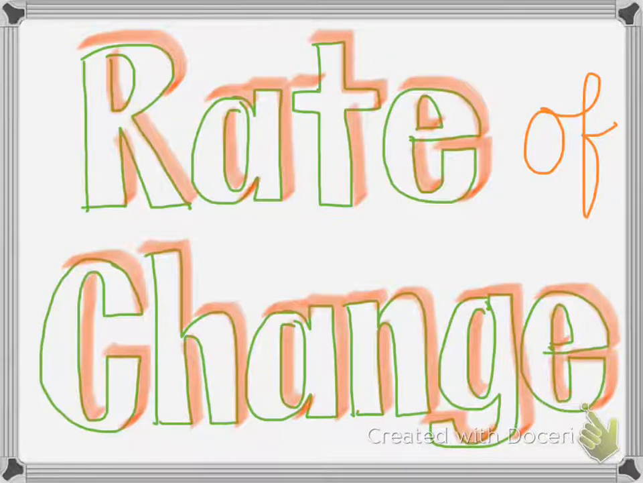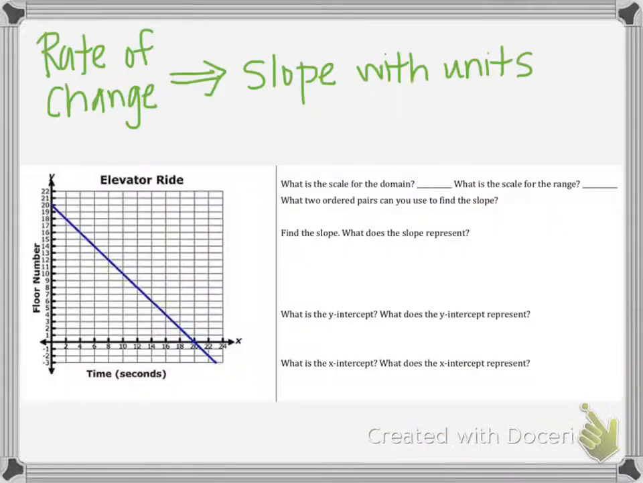Hi, students. These notes are over rate of change, which basically is just looking a little bit more in depth at the slope. So basically, rate of change is really just the slope with units added. Units really give the slope meaning.